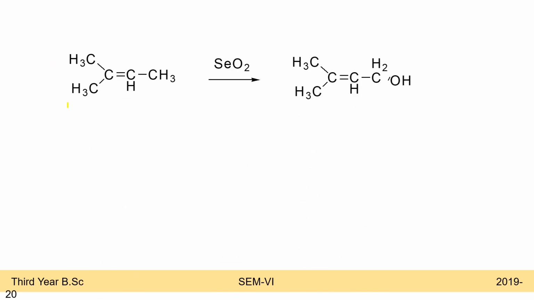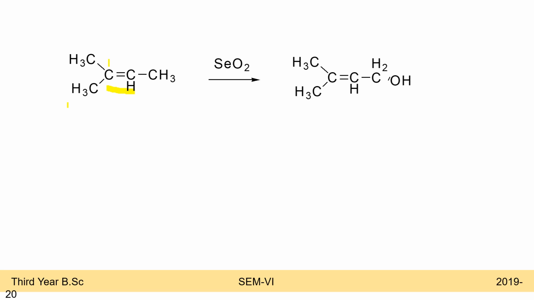So this is another kind of example. These are the allylic groups. Allylic groups can be hydroxylated at the allylic positions. So first we have to find out the allylic position. Allylic position means the groups which are next to the double bond. So this is the double bond, the olefinic carbon atoms.